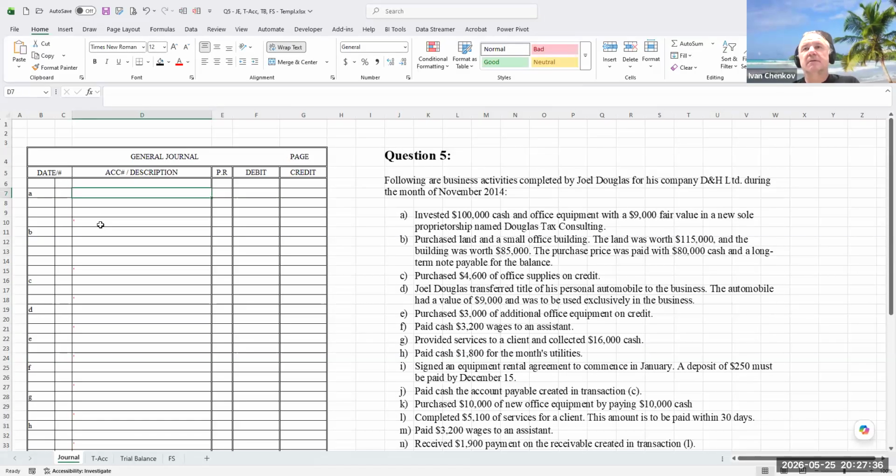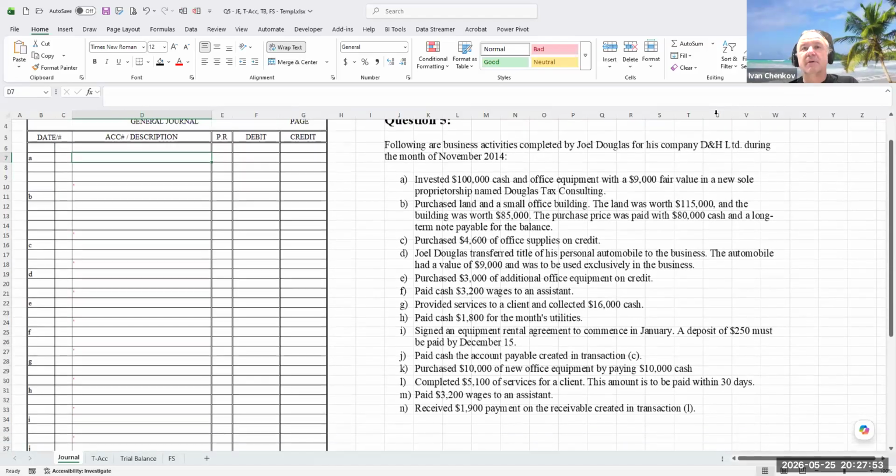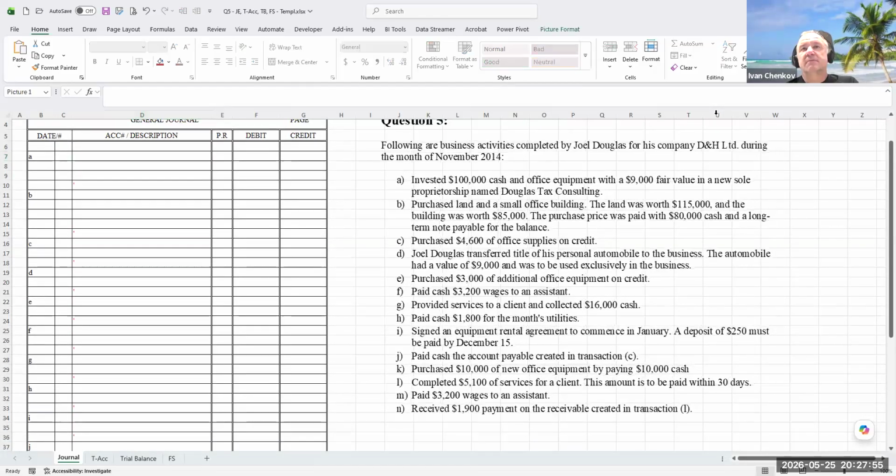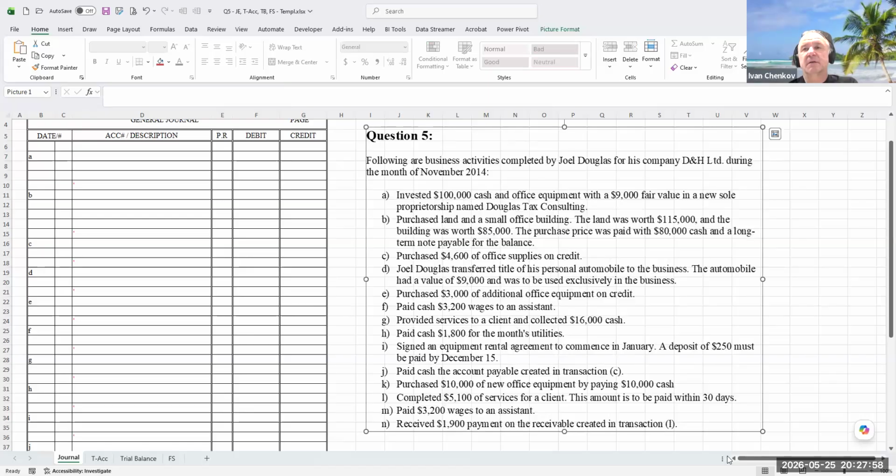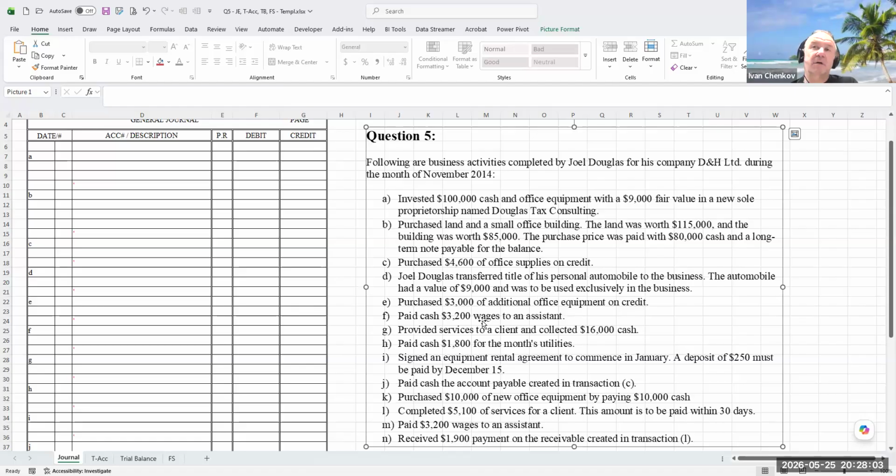So let's go one after another. The first thing, it's a new business. Obviously, it's a brand new business, opened for the first time. The owner of the company is going to start first. A new business always starts with investment. The owner is investing in the company. The owner can invest cash, and the owner can invest some assets as well. It's very common for owners to invest not only cash but also some assets.